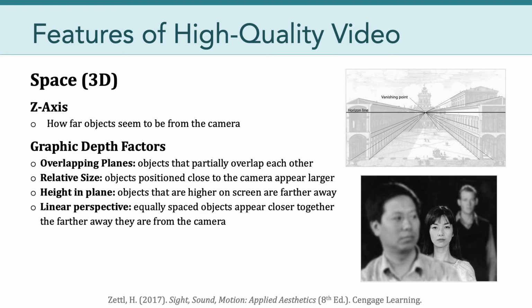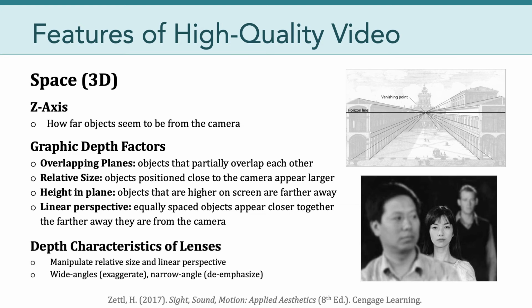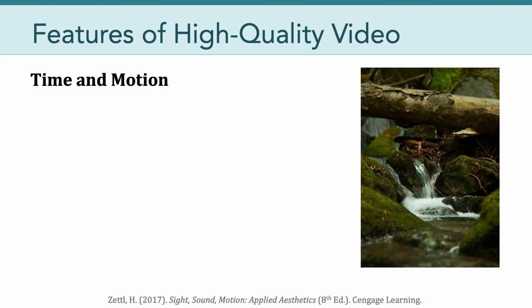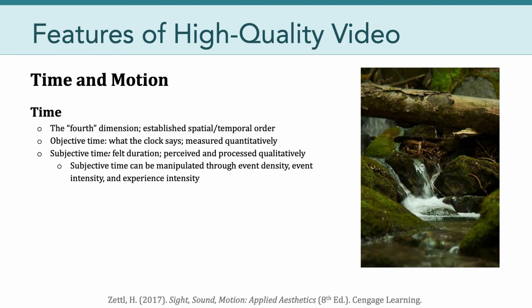And of course, we can also play around with the depth, or that 3rd dimension of video, by using different lenses. So we can manipulate the relative size and perspective of our objects on the video screen. Wide angles exaggerate the size and the distance between objects, whereas a narrow angle lens de-emphasizes this. So another feature of high quality video is time and motion. And time is classically considered the 4th dimension and helps us establish spatial and temporal order.